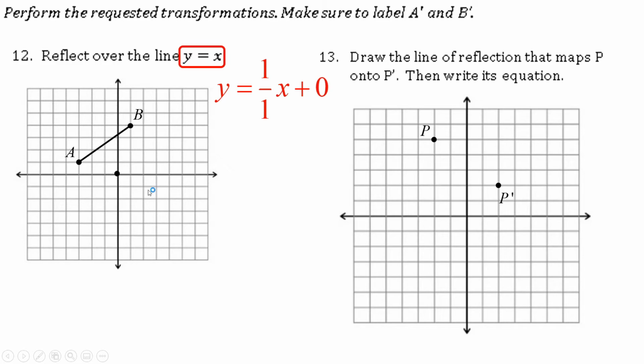And now I'll plot my y-intercept of 0 and apply the slope. I'm going to rise 1 and run 1, and then break out my ruler and draw my line. And now I am ready to reflect. Now remember, the definition of a line of reflection: a line of reflection would be the perpendicular bisector of the segment that connects A and its image A prime.